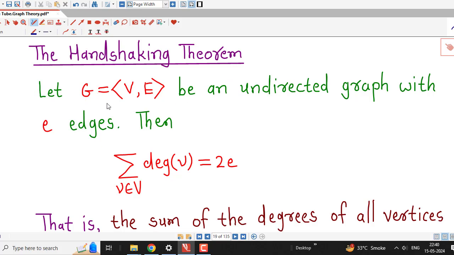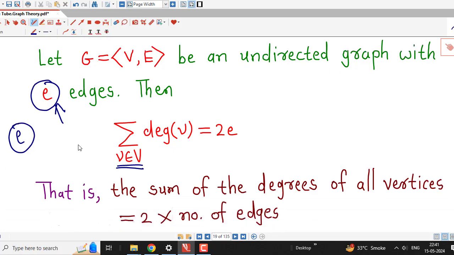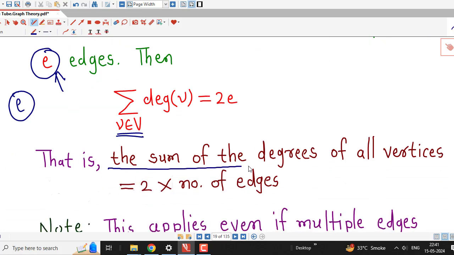So we can write it in this way: let G equal to the ordered pair (V, E) be an undirected graph, with the number of edges denoted by small e. This e is the notation for the number of edges in this graph. Then sigma degree of v, where v is in the set of vertices V, is equal to 2 times e, where e is the number of edges. That is, the sum of the degrees of all vertices equals 2 times the number of edges in the graph.